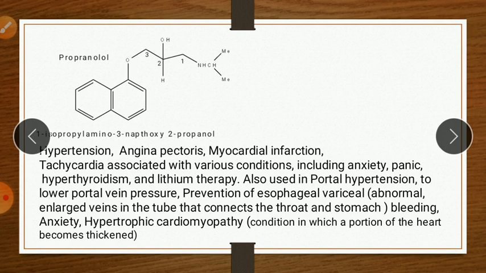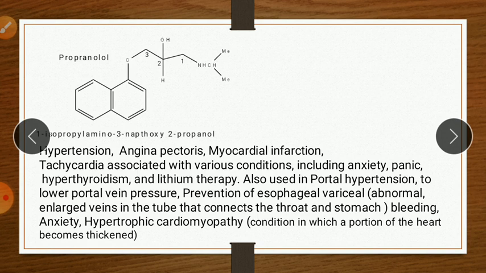Uses: it is used in hypertension, angina pectoris and myocardial infarction. Also tachycardia associated with various conditions including anxiety, panic, hyperthyroidism and lithium therapy. So propranolol is also used for tachycardia, meaning increase in heart rate, which may be associated with anxiety, hyperthyroidism and lithium therapy. Lithium therapy is a therapy for mania, a mental disorder.